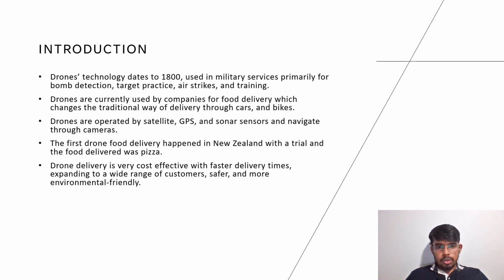We all thought that drones were introduced in the 21st century, but their usage dates back to 1800, where they were used primarily in military service for bomb detection, target practice, airstrikes, and training. Drones are currently used by companies for food delivery, which changes the traditional way of delivering through cars and bikes. Drones are operated by satellites, GPS, sonar sensors, and can also navigate through cameras if operated manually.